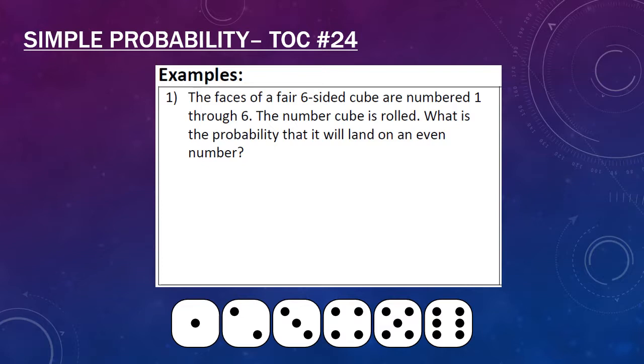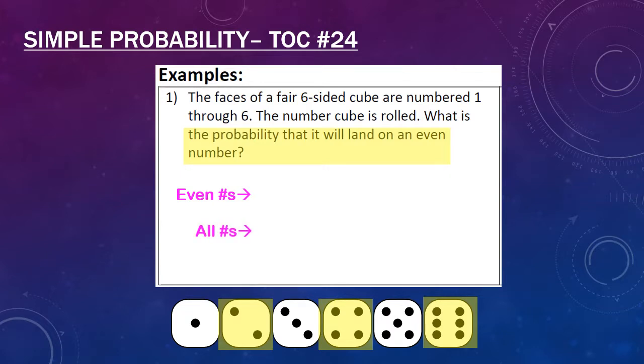The number cube is rolled. What is the probability that you will land on an even number? Remember, your even numbers are 2, 4, 6, 8, 10, 12, 14, 16, 18. Just kidding, can't go that high. So on this dice, the dice picture or the sides picture below, 2 is even, 4 is even, and 6 is even. So I have how many numbers that are even? Put your even numbers on top, all the numbers you have to choose from on the bottom, and so your fraction is 3 over 6.